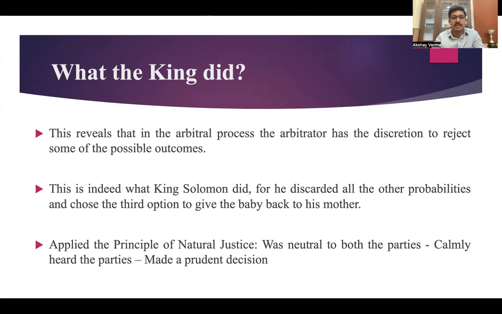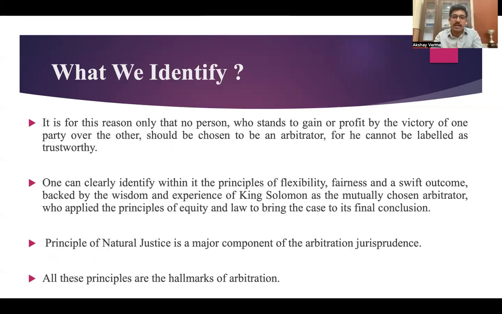Now therefore, if you see here, King Solomon has applied principle of natural justice. He was neutral to both the parties. He calmly heard both the parties and he made a prudent decision, which are the hallmarks of principle of natural justice. So what we identify in this story, it is for this reason that no person who stands to gain or profit by the victory of one party over the other should be chosen to be an arbitrator. So he has to always be an unbiased and independent person.